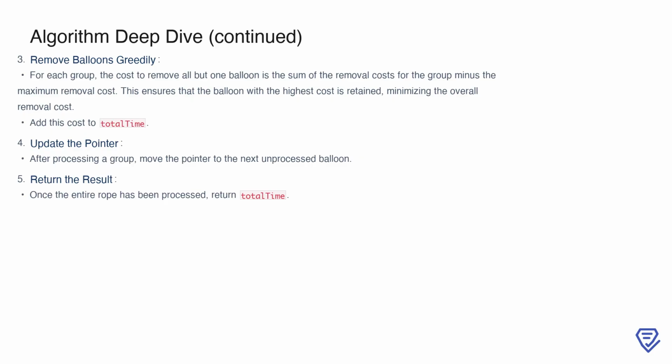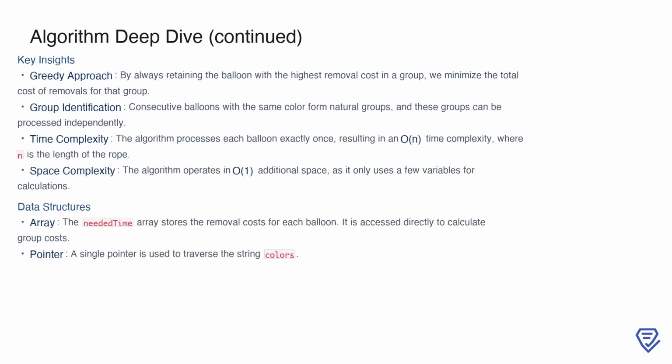After processing a group, the pointer i is advanced to the next unprocessed balloon, ensuring we continue traversing the rope efficiently. When the entire rope has been processed, the algorithm simply returns the accumulated total time, which represents the minimum cost to make the rope colorful. The greedy approach is particularly effective here, as it ensures we always make the optimal choice at each step, retaining the balloon with the highest removal cost within each group. This minimizes the overall cost while satisfying the problem's constraints.